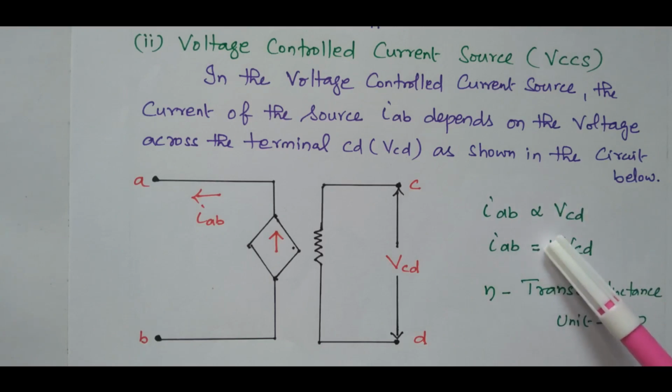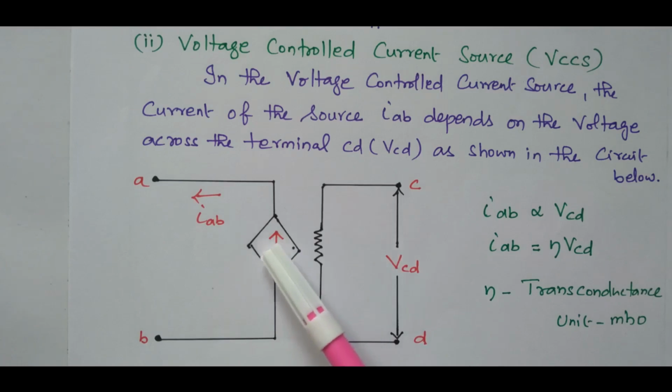While equating, we need to introduce one constant, this symbol: IAB equals g times VCD. This symbol is nothing but transconductance, because it is I by V. V by I is resistance, I by V is transconductance. The unit is mho, whereas in the case of resistance it is the ohm. Here it is mho. So this is nothing but a voltage controlled current source. Any change in the voltage will change the flow of current in the current source. Now we'll go to the next type.